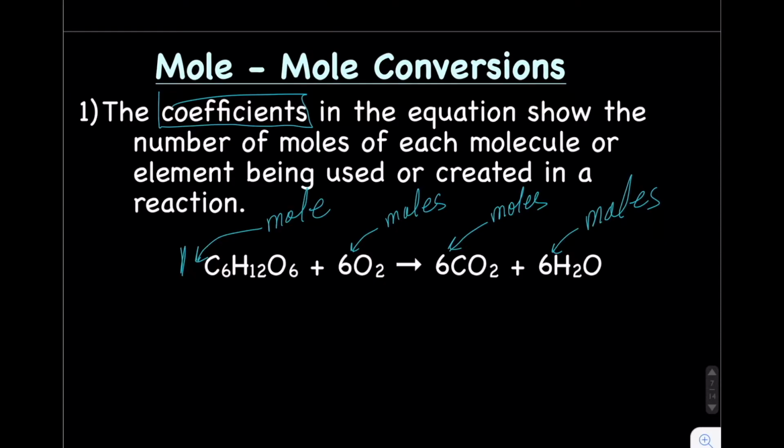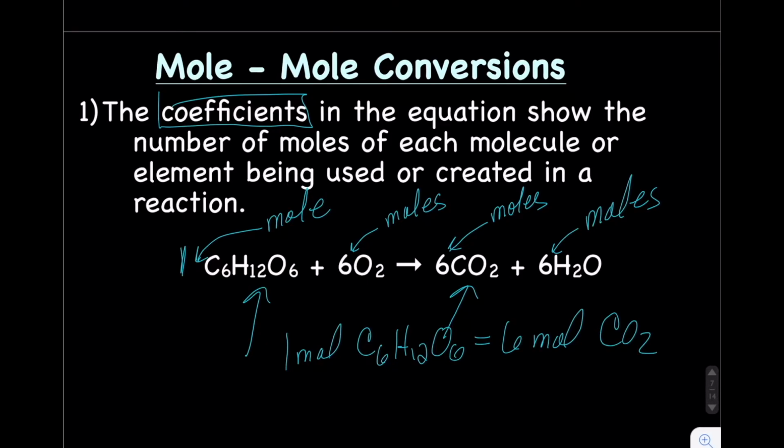So the way you could think about this is for every 1 mole of C6H12O6 used, you make 6 moles of CO2. So we could write that down. You could actually say 1 mole of C6H12O6 equals 6 mole of CO2, right? Because you need a mole of C6H12O6 to make 6 moles of CO2.